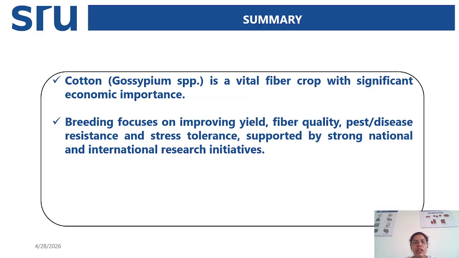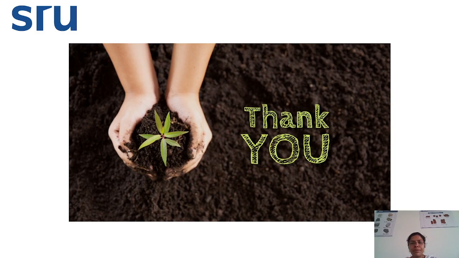Next, coming to the summary: cotton is a vital crop because it is a commercial crop with significant economic importance. Breeding mostly focuses on fiber yield and fiber quality, and on breeding for biotic and abiotic stress resistance. It is supported by strong national and international research institutes. So this is about the cotton crop. Thank you.